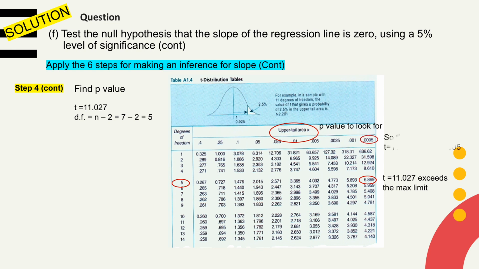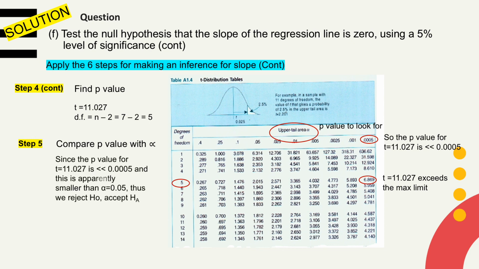What we can predict is that the p-value when the t is equal to 11.027 is way smaller than 0.0005. So since we compare the p-value with the alpha value, which is 0.05, and in this case it is way smaller than 0.0005, and of course it is much smaller than the alpha value, which is 0.05, the decision that we have to make is to reject the null hypothesis and to accept the alternative hypothesis.